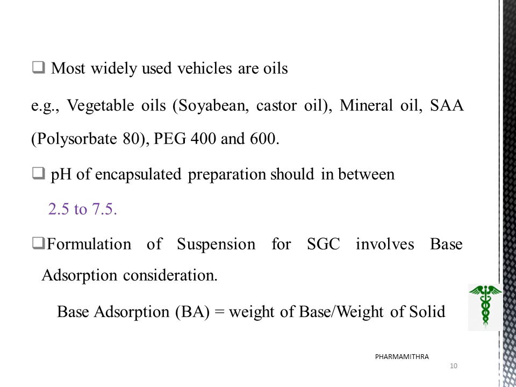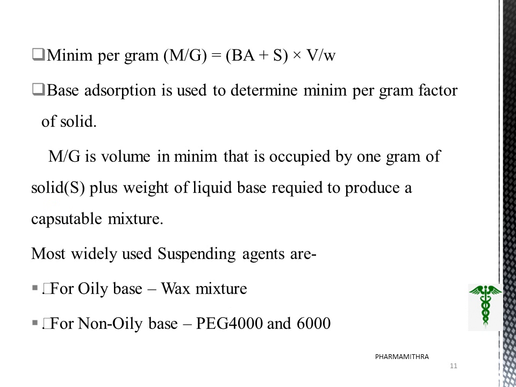And if the formulation is a suspension in a soft gelatin capsule, it involves base absorption consideration. This is an important concept. That is, what is base absorption? Weight of the base divided by weight of the solid. That is, this is determined in minims per gram. That is, base absorption plus surface area into volume divided by weight. Here, this base absorption is used to determine the minim per gram factor of the solid.